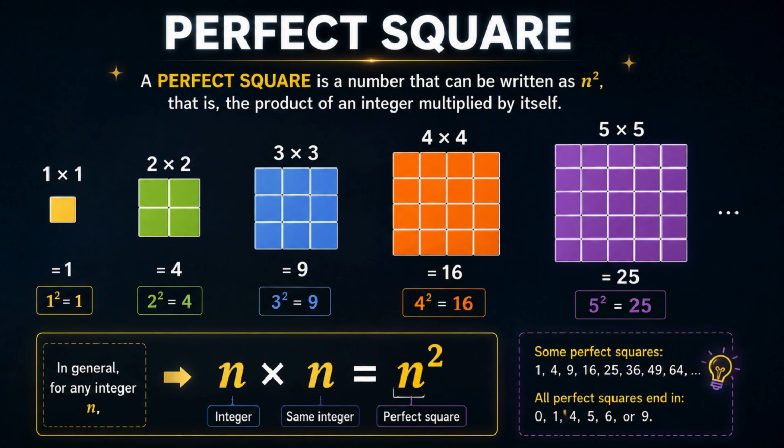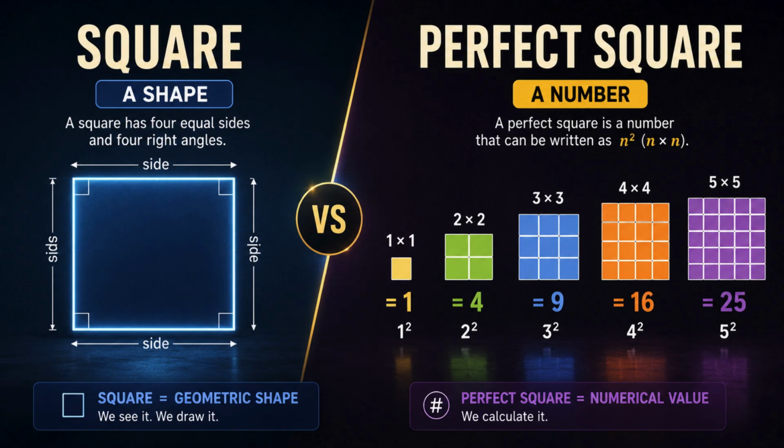But then, what is the difference between a square and a perfect square? A square is a shape, a geometric idea. A perfect square is a number. If we count the tiles inside square shapes, we get 1, 4, 9, 16, 25. Those numbers are perfect squares. So remember: square, shape; perfect square, number.